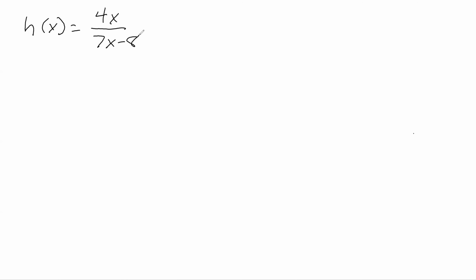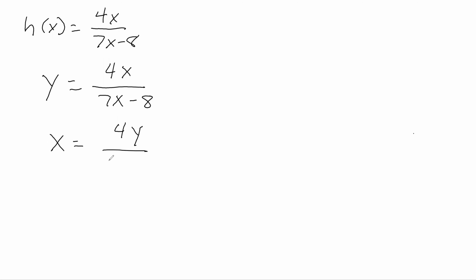I might do this in a little bit different order than on the ALEKS program, but I like to do my switching right away. So first of all, I take it out of functional notation and replace the h of x with y. So I'm going to write it as y equals 4x over 7x minus 8. And then to do the inverse of the function, I'm going to change my x's to y's and my y's to x's. So I have x equals 4y over 7y minus 8.